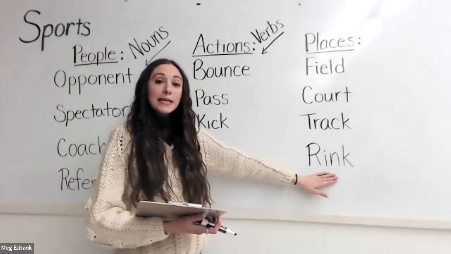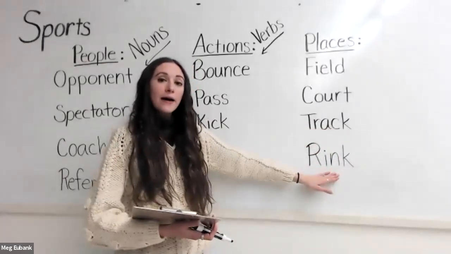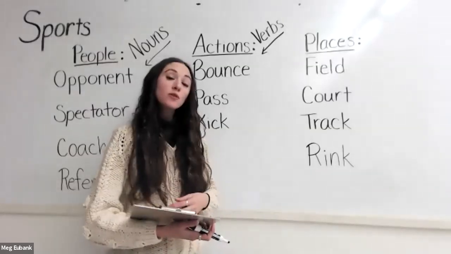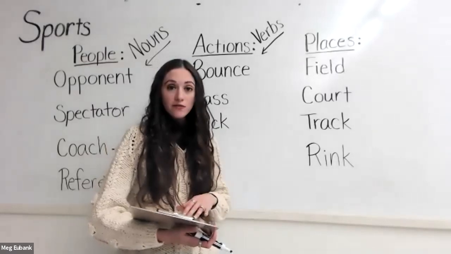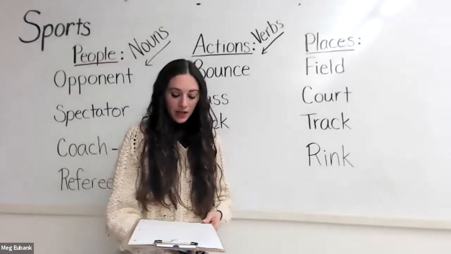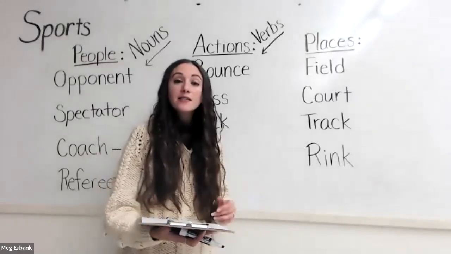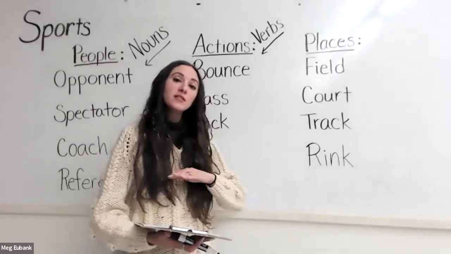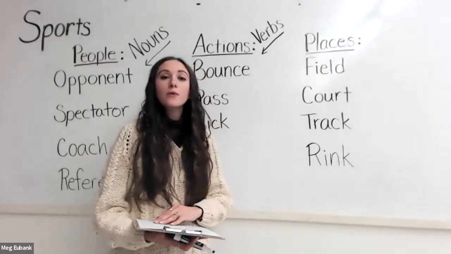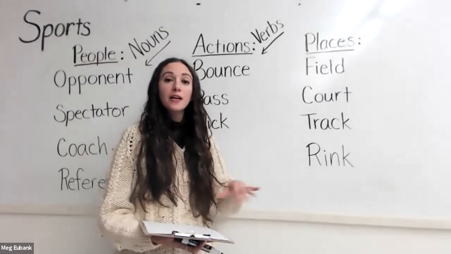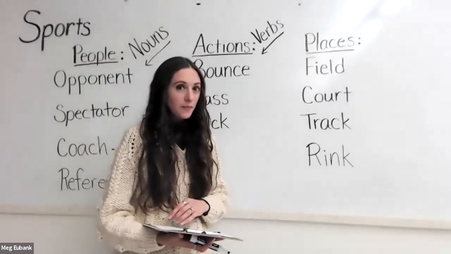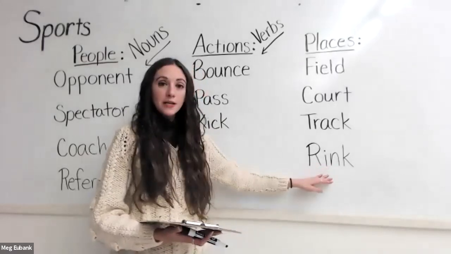A rink. Let's say this out loud. Rink. A rink is an indoor space with a flat surface that is often used for skating. So you can have an ice skating rink where the surface is ice, or a roller skating rink where the surface is something hard and flat and smooth that people can roller skate on. So that is rink.